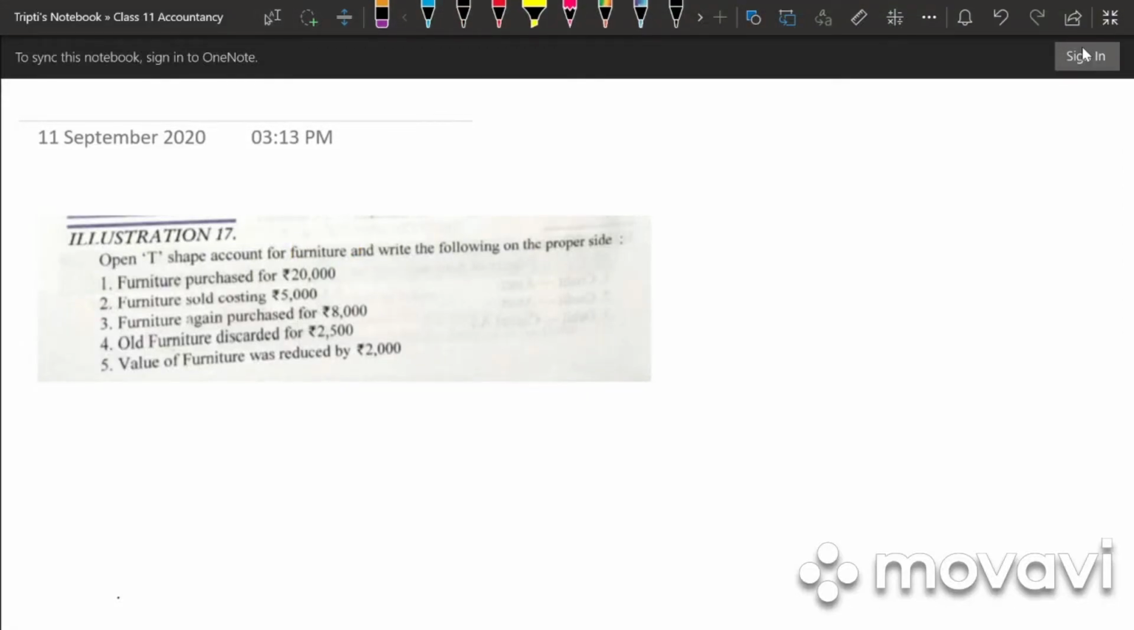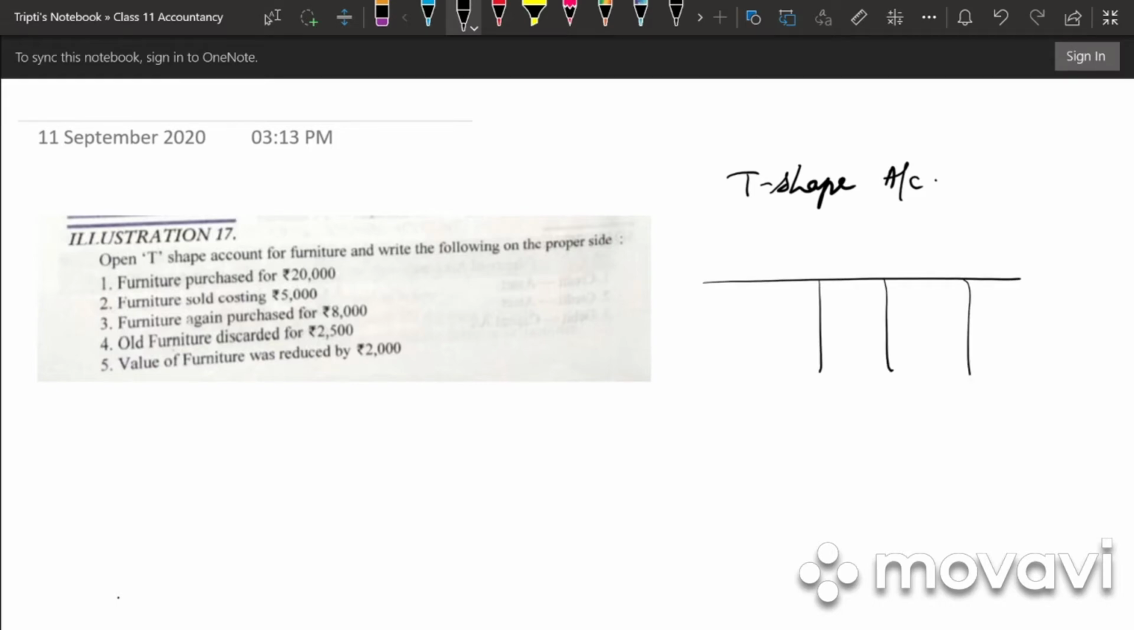Good morning everyone. So in today's class we will be studying how do we prepare a T-shape account. In the introduction I have already told you what an account is and how an account looks like, right? So today we will be seeing how do we prepare this.